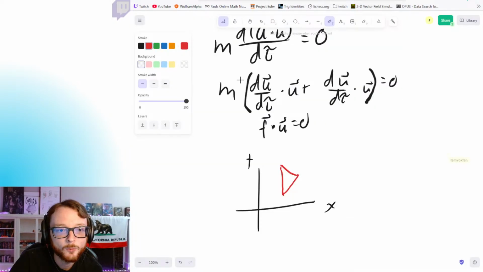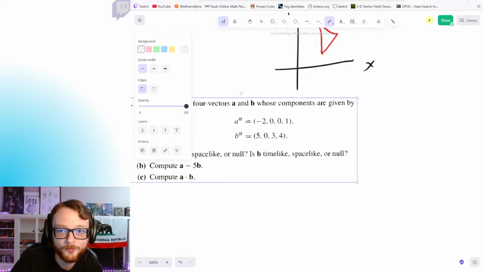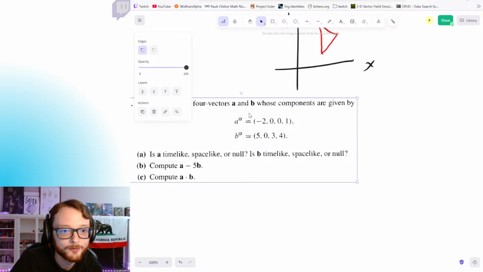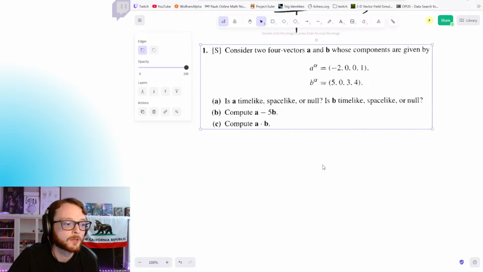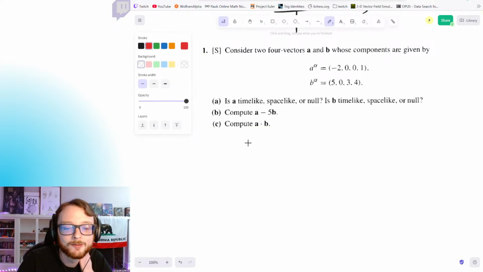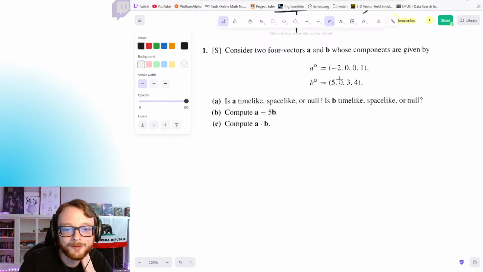Start off with number one, which I think doesn't have an S, but it seemed pretty straightforward at least. Oh, it does have an S. Okay. Yeah, this looks doable. Consider two 4 vectors A and B whose components are given by these. Are A and B time-like, space-like, or null?